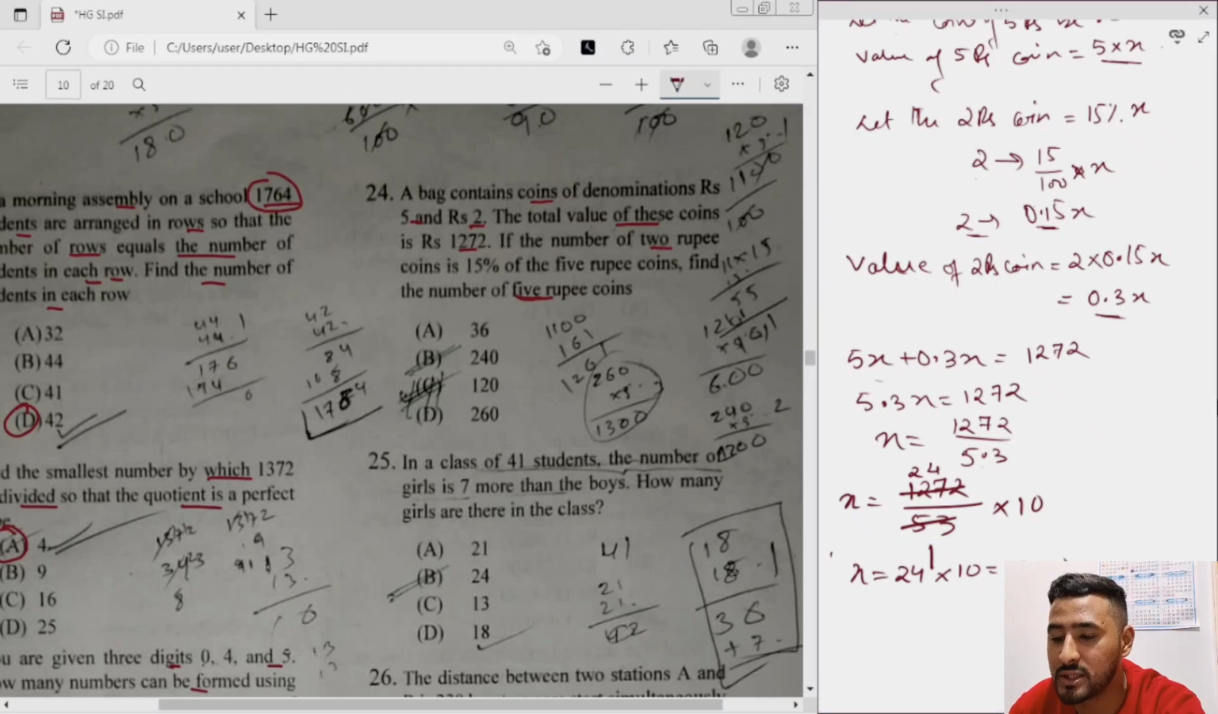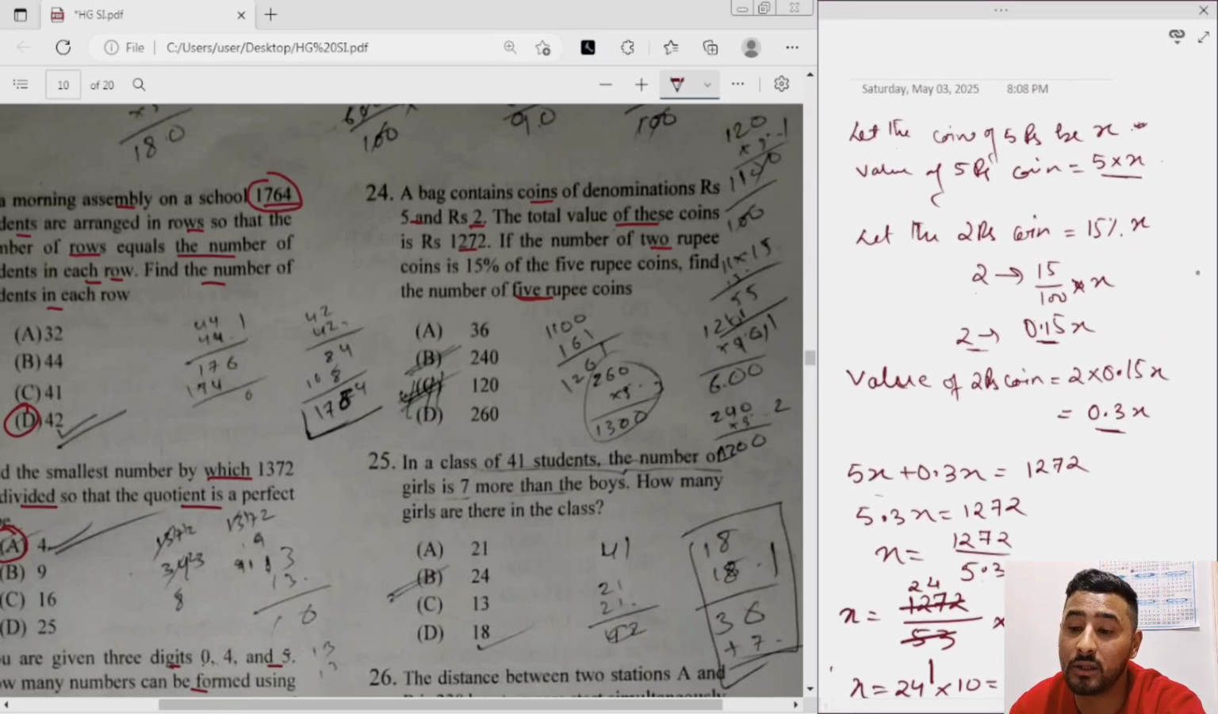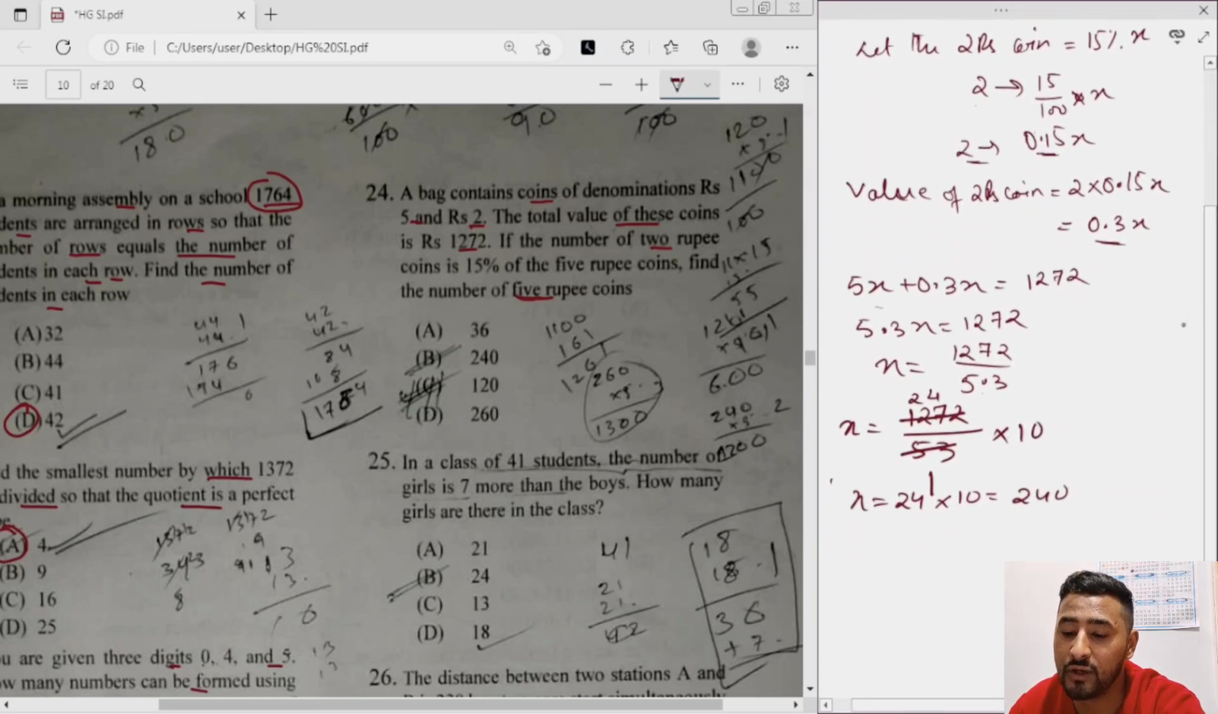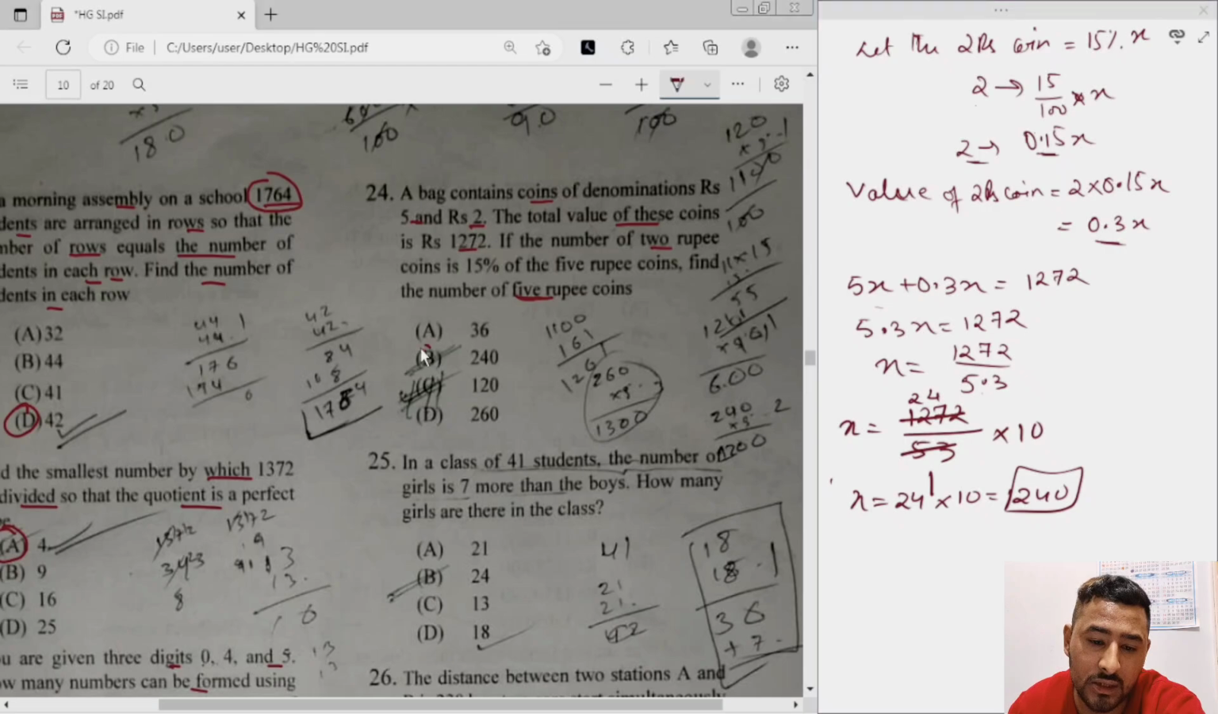So the number of coins that 5 rupees has is x, right? We got the value of x as 240. Option number B will be the correct answer for question 24. This was not wrong, I did not make any mistake, it was just my writing was bad.